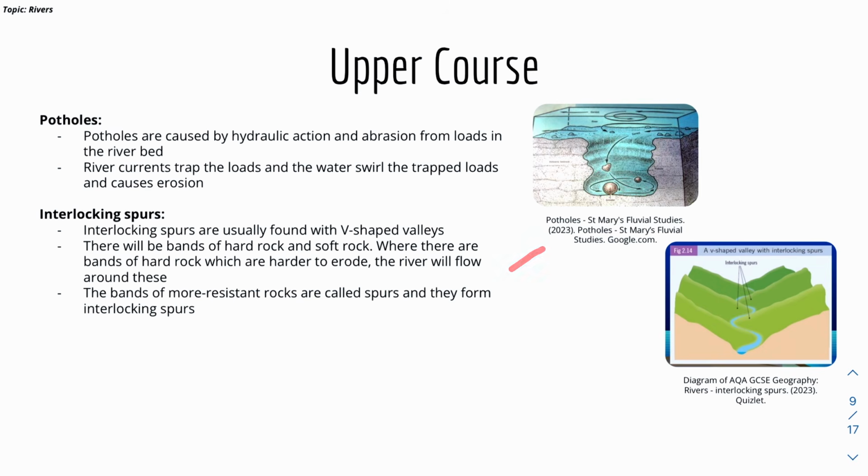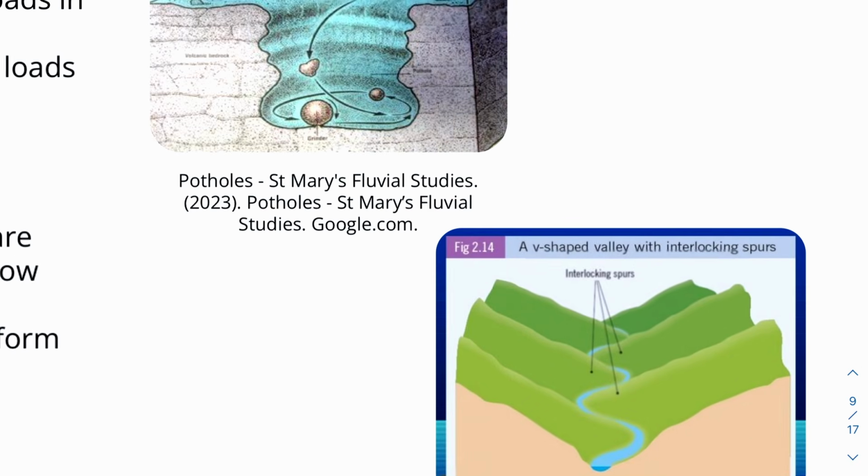And then we have interlocking spurs, which go hand in hand with V-shaped valleys, where they are usually found together. There will be bands of hard rock and soft rock, and where there are bands of hard rock which are harder to erode, the river will flow around these. The bands of more resistant rocks are called spurs, and they form interlocking spurs. So for example here, these are hard rock, where the rivers will flow along the hard rocks like so.